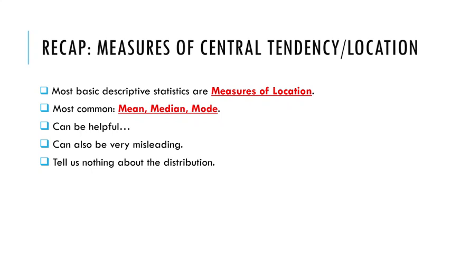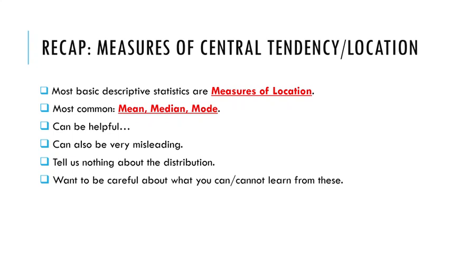And one thing they don't tell us is about the distribution. So how skewed, how wide is the distribution? Is it tightly grouped? Is it not tightly grouped? And again, measures of central tendency tell me nothing. So we have to be careful about what we can and cannot learn from these measures, and we have to be careful about what we communicate and what we conclude in relation to these measures.